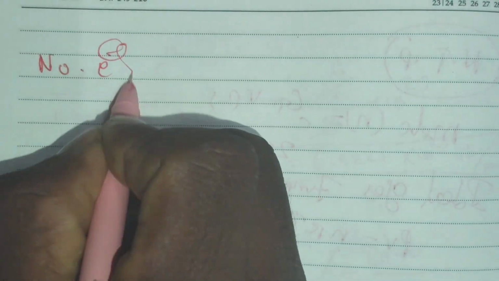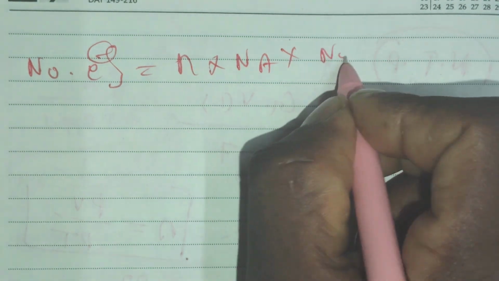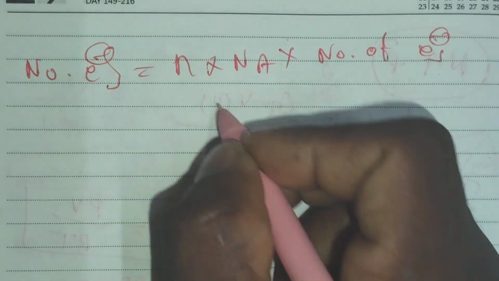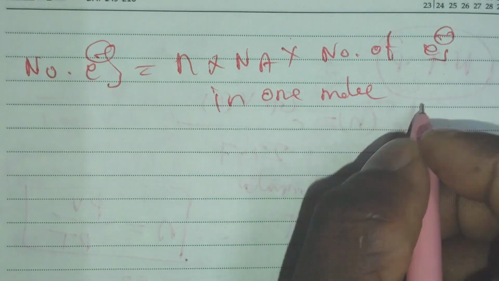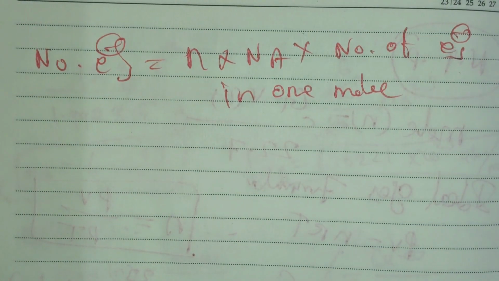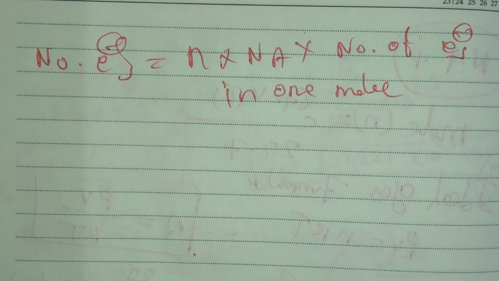Suppose they ask for the number of electrons. The number of electrons is equal to n into Na into the number of electrons in 1 mole of the compound. These are all very important formulas, and questions are mostly asked on them.